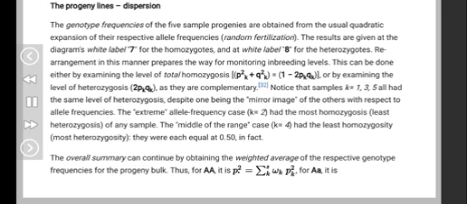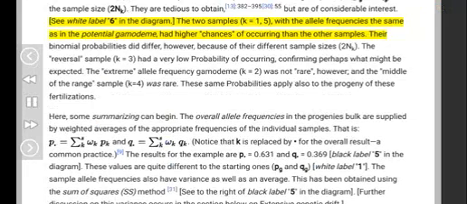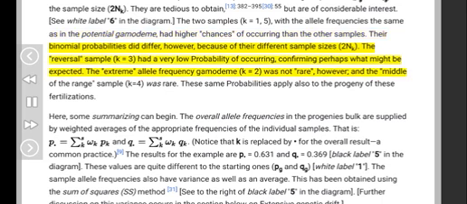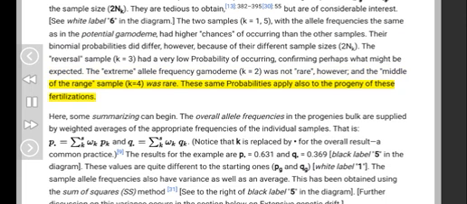The two samples K equals 1 and 5, with the allele frequencies the same as in the potential gametome, had higher chances of occurring than the other samples. Their binomial probabilities did differ, however, because of their different sample sizes 2 Nk. The reversal, sample K equals 3, had a very low probability of occurring, confirming perhaps what might be expected. The allele frequency in gametome K equals 2 was not rare, however, and the middle of the range, sample K equals 4, was rare. These same probabilities apply also to the progeny of these fertilizations.